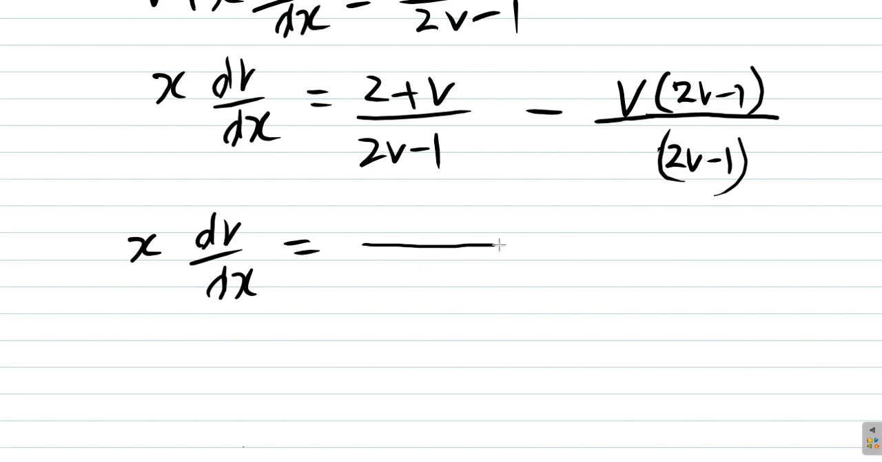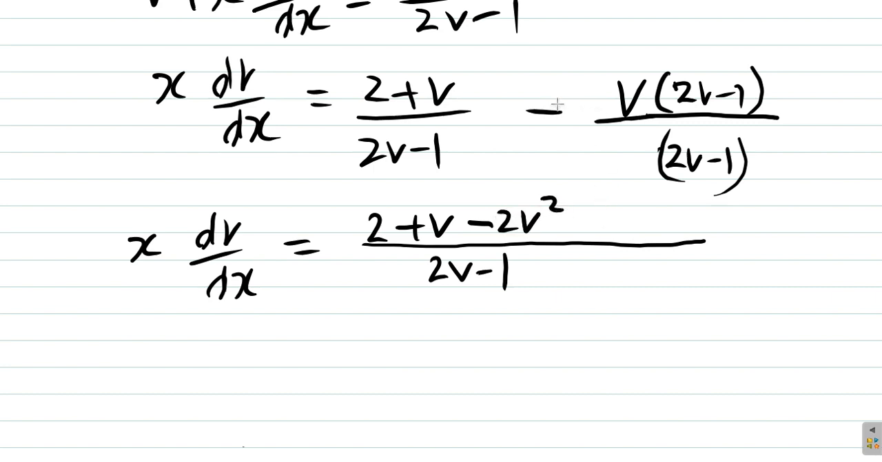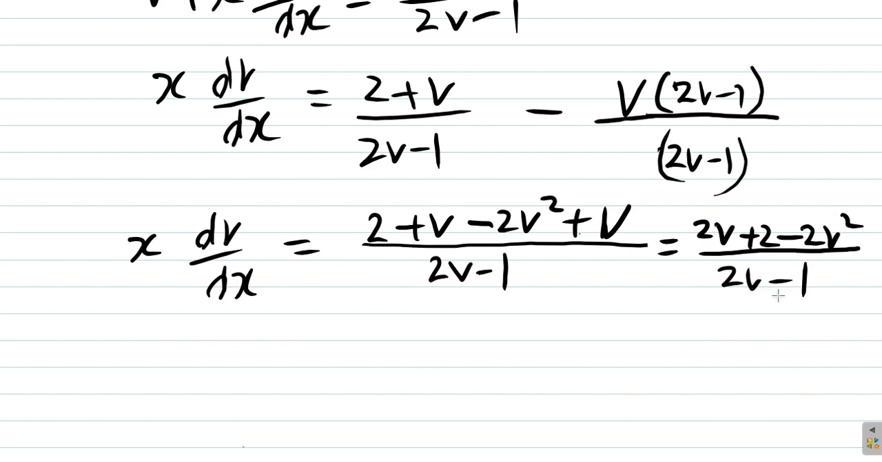So what we have here now is x dv by dx is equal to all of this over 2v minus 1. So it's 2 plus v minus, it's negative v times 2v, which is going to give you a negative 2v squared. Then negative v times negative 1 will be a plus v, a positive v. Notice this v plus this v will give you 2v, right? So let's use the little space over here and write 2v plus 2 minus 2v squared, and that is over 2v minus 1.